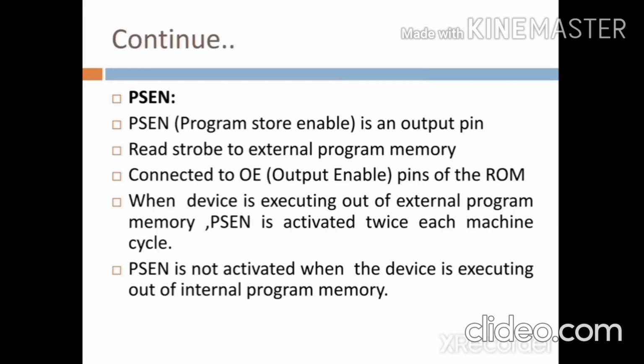Then PSEN. PSEN, that means program store enable, is an output pin. It is the read strobe to external program memory and is connected with the OE, output enable, pin of the ROM. When the device is executing out of external program memory, PSEN is activated twice each machine cycle. PSEN is not activated when the device is executing out of internal program memory.